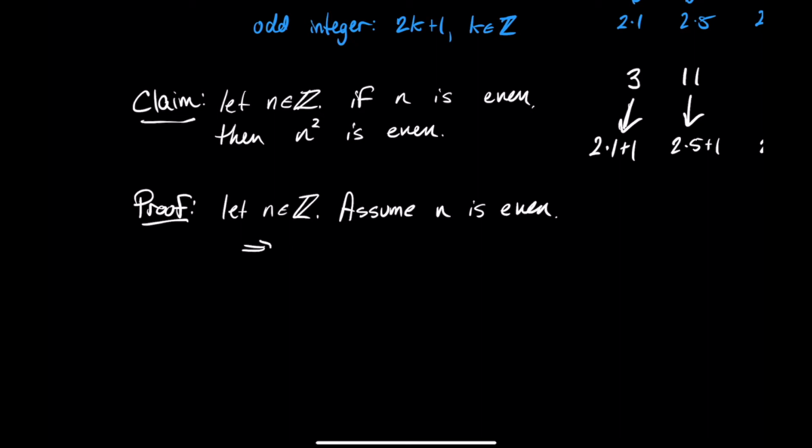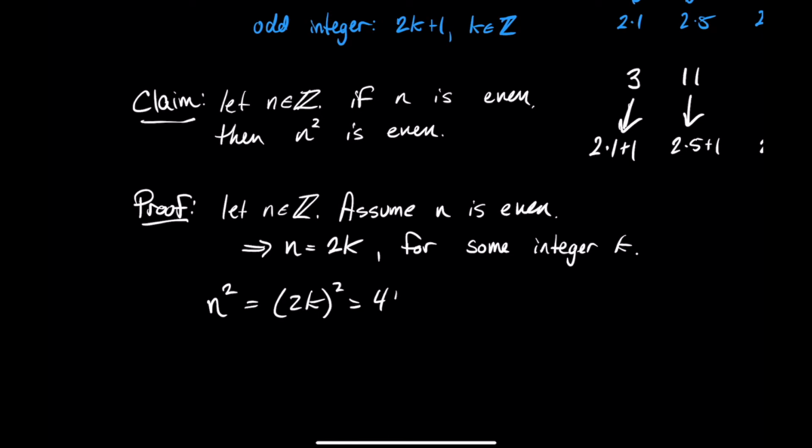And for us, that means that n can be written as 2 times k for some integer k. So there's us assuming that P is true, and then we have to show that Q follows from that. So if we look at n squared, that's going to be (2k) squared, which is 4k squared. So now we want to know, can we actually write that as 2 times an integer? And it turns out that we can. This is really 2 times 2k squared. This thing right here is an integer.